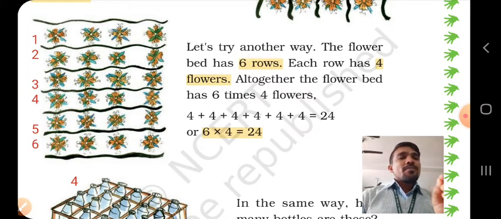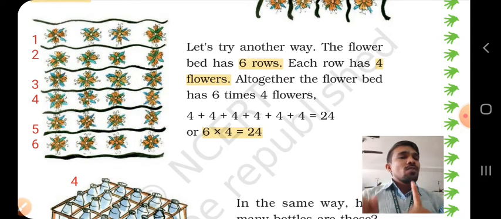So this is the main fact that you need to learn in multiplication. Even if you write 6 first and 4, then also you will get the same answer. You might be knowing 2 3s are 6 and 3 2s are 6. Both times you are getting the answer 6. What are you doing? You are just interchanging the numbers.